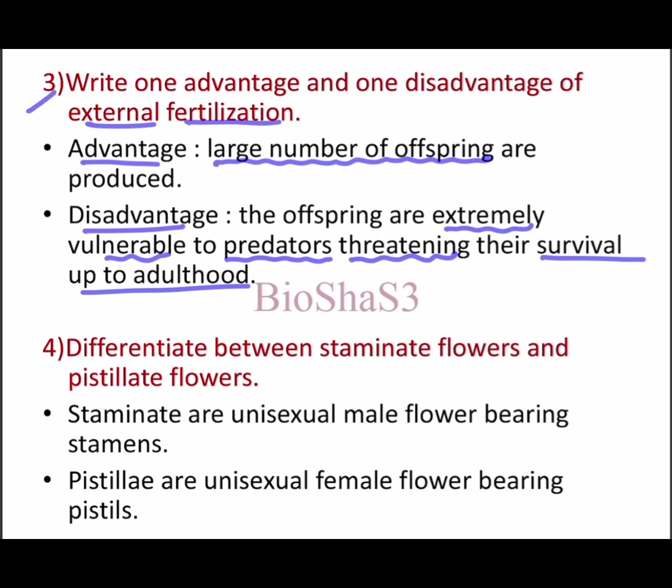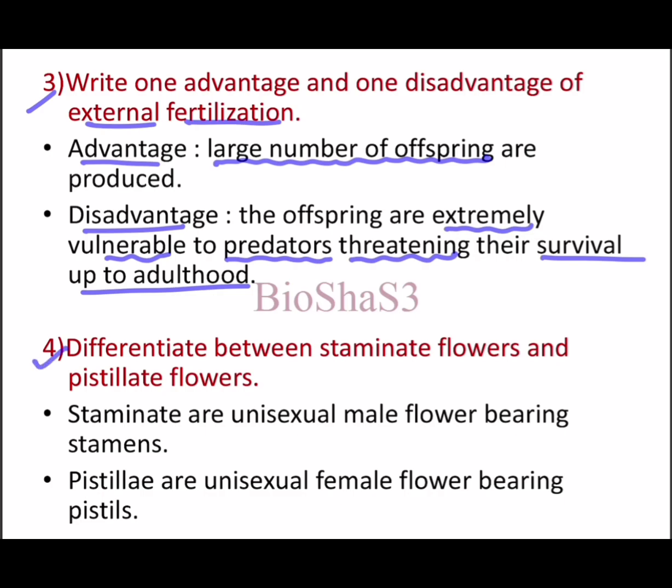So this is very important and easy as well. So the first advantage is what? They are produced in large number. The offsprings produced are more in number. And the second point or the disadvantage is what? The offsprings are externally extremely vulnerable to predators threatening their survival up to adulthood. I hope it's clear. It's quite easy.